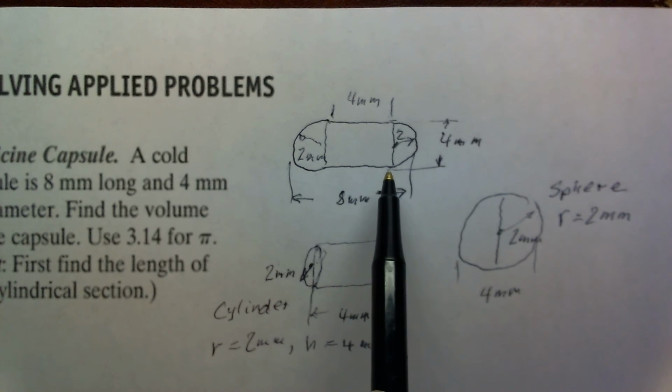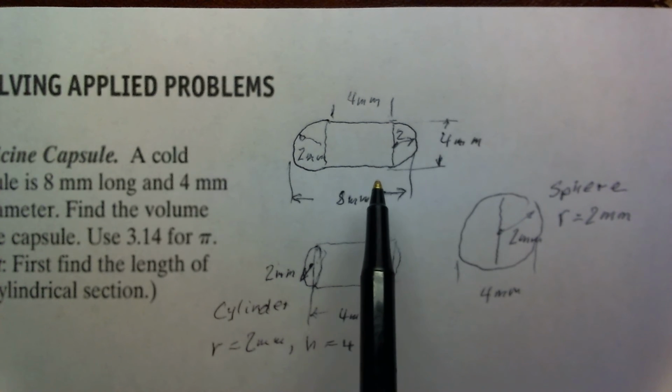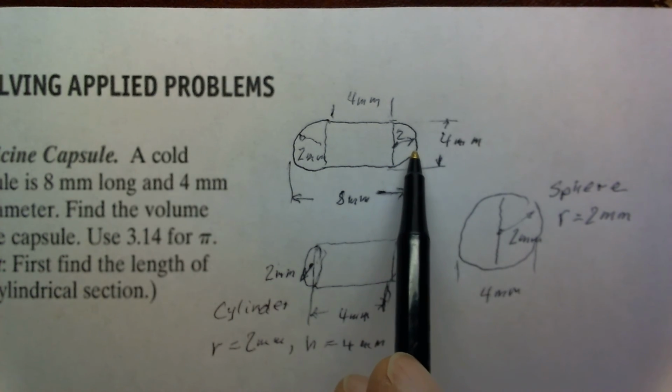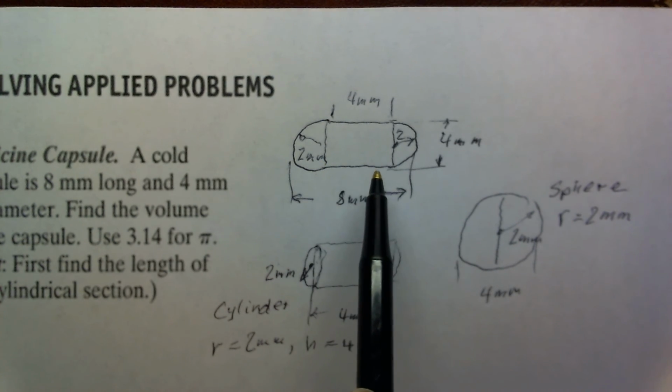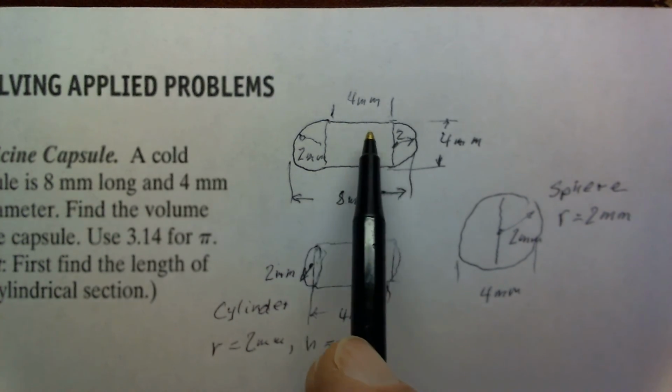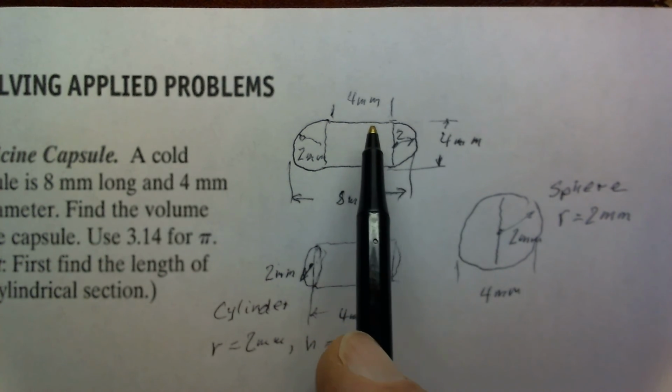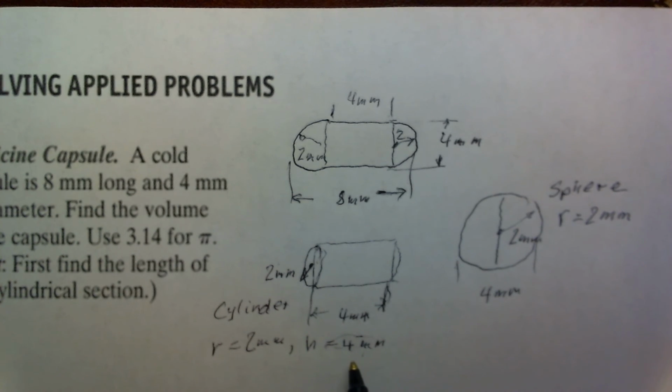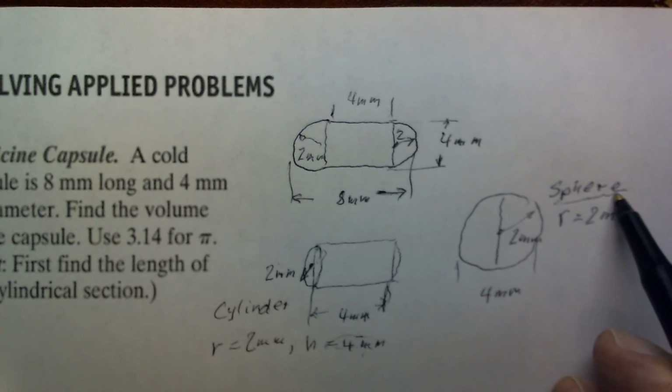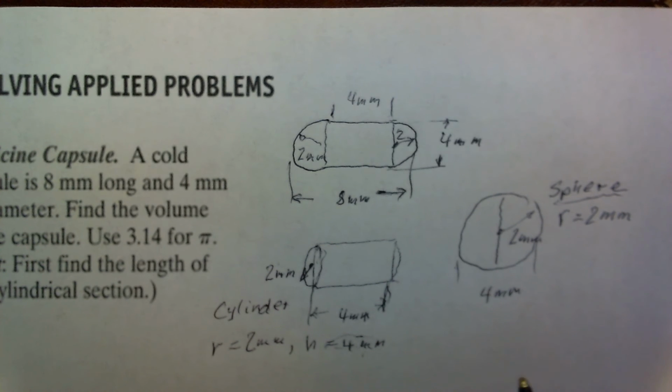In other words, the radius is 2 millimeters, and when we subtract 2 millimeters of radius at this end and at that end, we have to subtract 4 millimeters from 8 millimeters, so the midsection, the cylindrical section, is 4 millimeters high. That's why we have 4 millimeters height for this cylinder here. The sphere has a radius of 2 millimeters, and so now we can compute the volume of this cold capsule. It consists of the volume of the sphere, 2 half spheres make one sphere together, and the volume of the cylinder. So let's do the volume of the sphere.